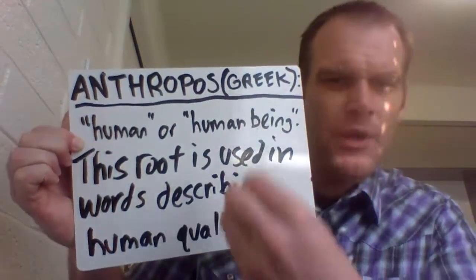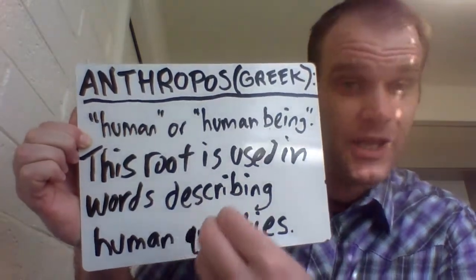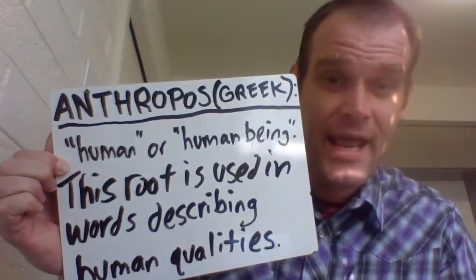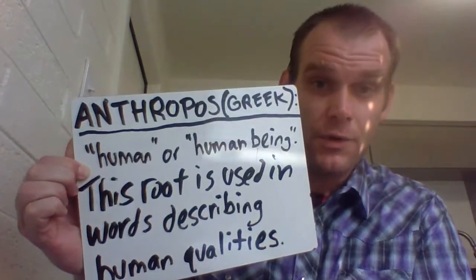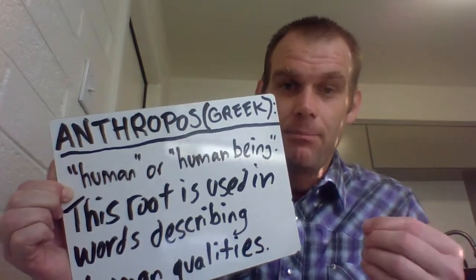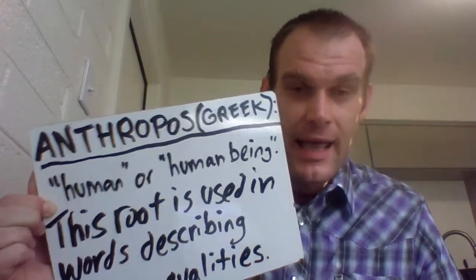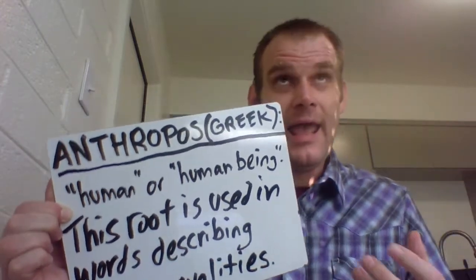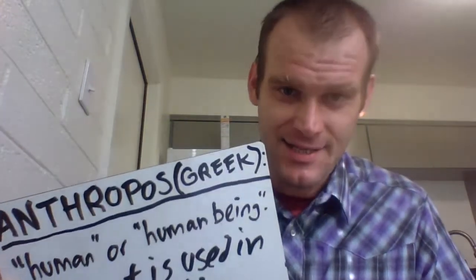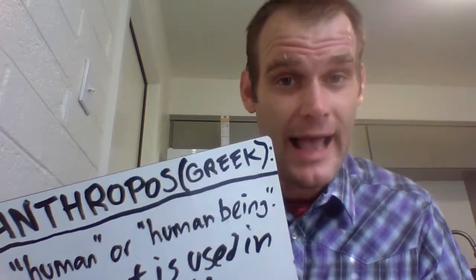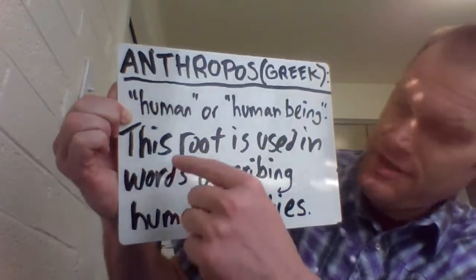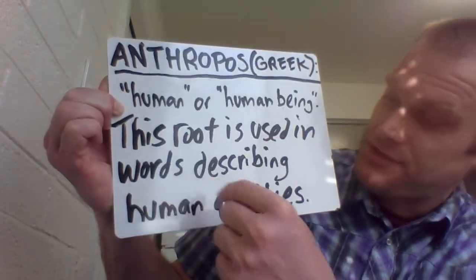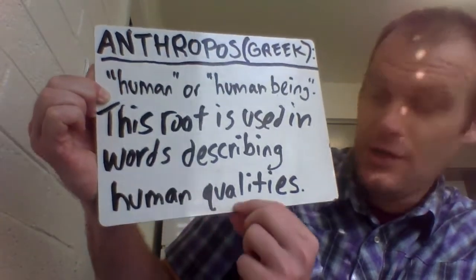A-N-T-H-R-O-P-O-S. Now when you see this root in an English word, it might not contain the entire root, but you can practice using these and practice seeing them in words, and sometimes that can be a hint as to what that word actually means. Now this root is used in words describing human qualities. Let's look at a few examples.